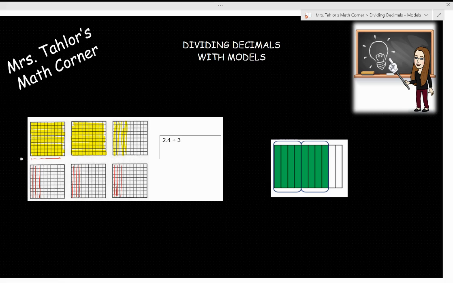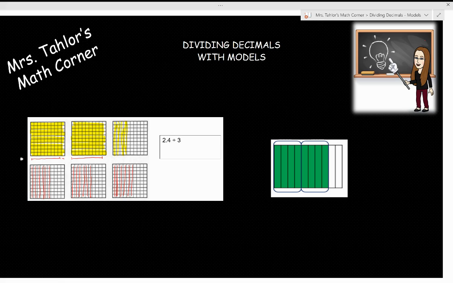I can do the same thing to the next whole number. I can take 9/10 and easily redistribute them equally. 1/10, 2/10, 3/10, 4/10, 5/10, 6/10, 7/10, 8/10, 9/10.